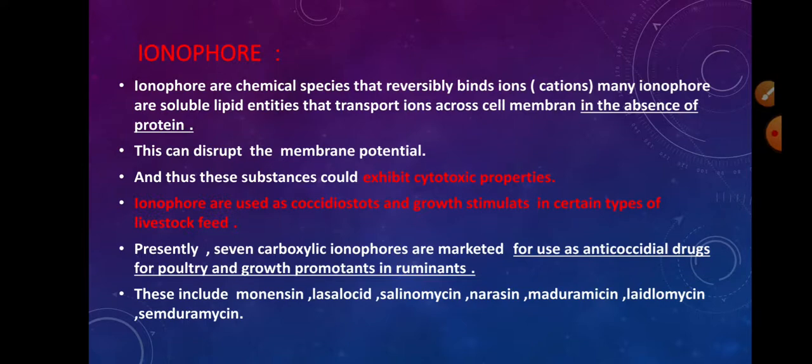I want to talk a little bit about coccidiostats. Coccidiostats are used for the treatment and prevention of coccidiosis, which is a contagious disease affecting livestock, particularly poultry. Presently, 7 carboxylic ionophores are marketed for use as anticoccidial drugs for poultry and as growth promoters in ruminants. These ionophores include monensin, lasalocid, salinomycin, narasin, maduramicin, semduramicin, and lenoremycin.